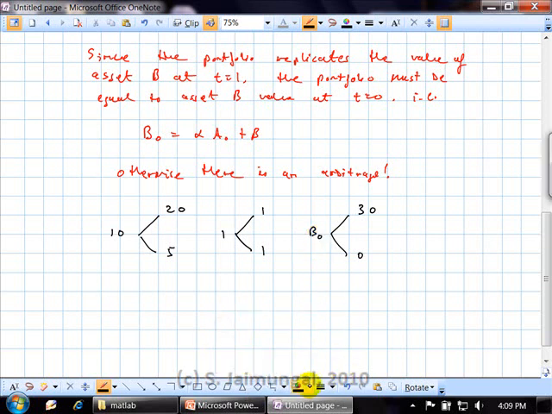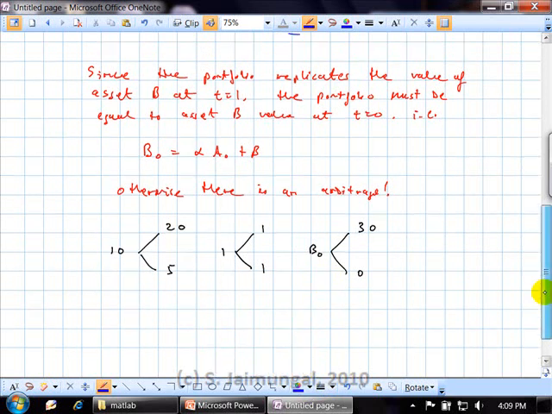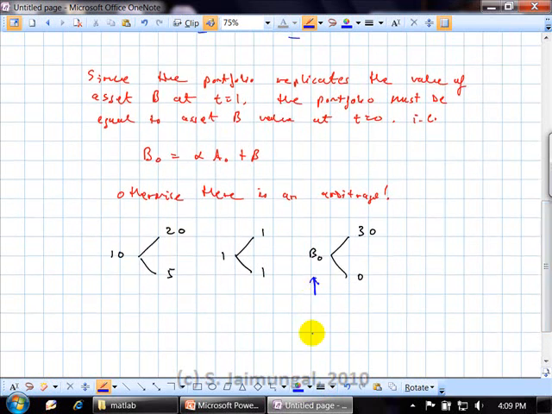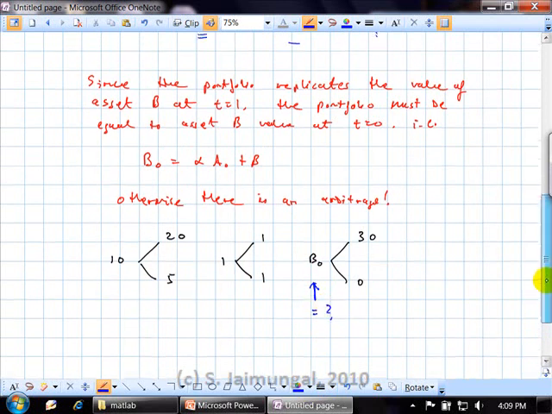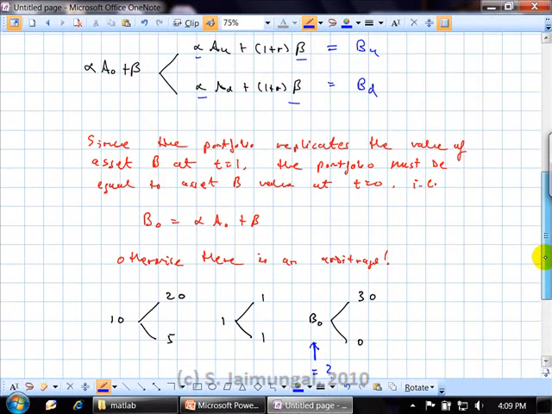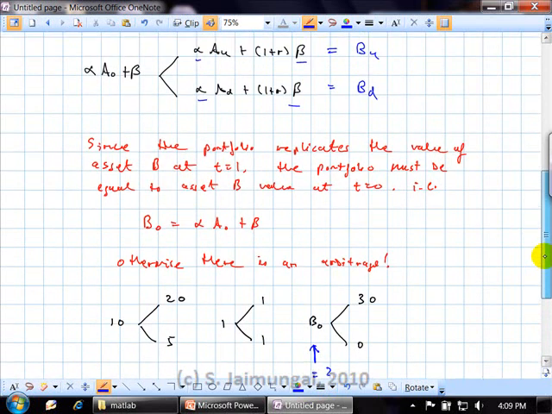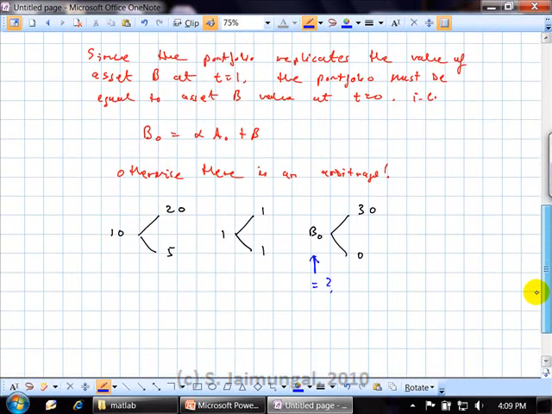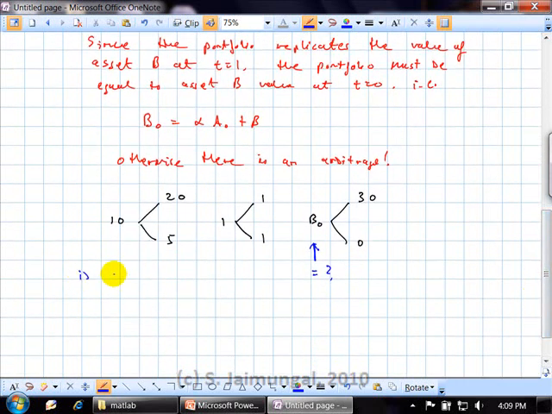And so here's your little quiz, okay? You're going to do this now in groups of four. You're going to tell me, first of all, what is this B0 equal to? Using this principle, the replication idea that we just talked about here. Using that principle, find what B0 is. That's part one.